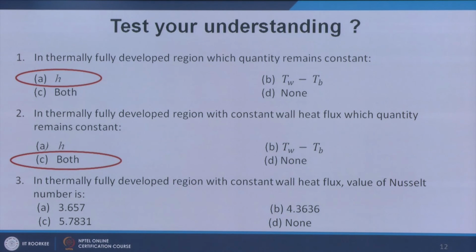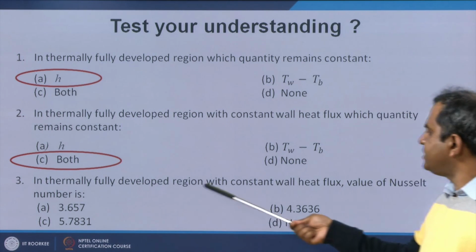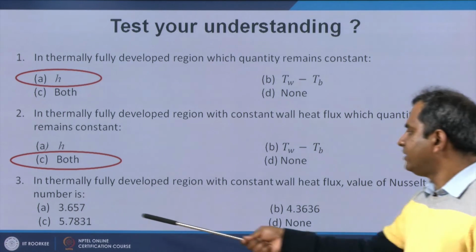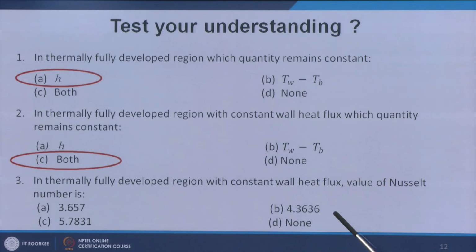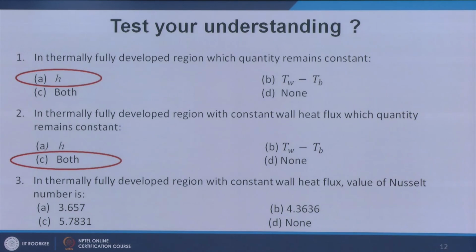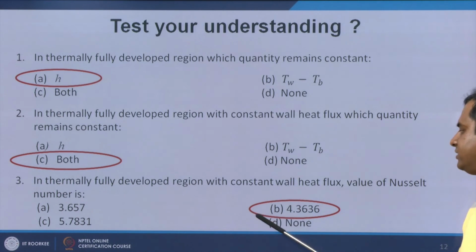The last question is: in thermally fully developed region with constant heat flux, the value of Nusselt number is 3.657, 4.3636, 5.7831 or none. This we have elaborately discussed and found out what the Nusselt number is. So obviously the answer is 4.3636.